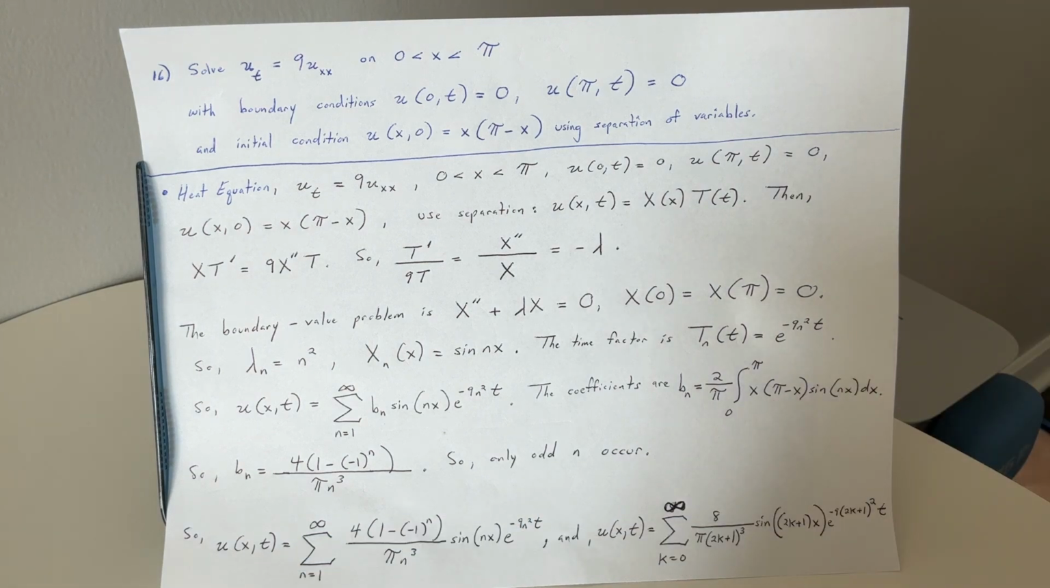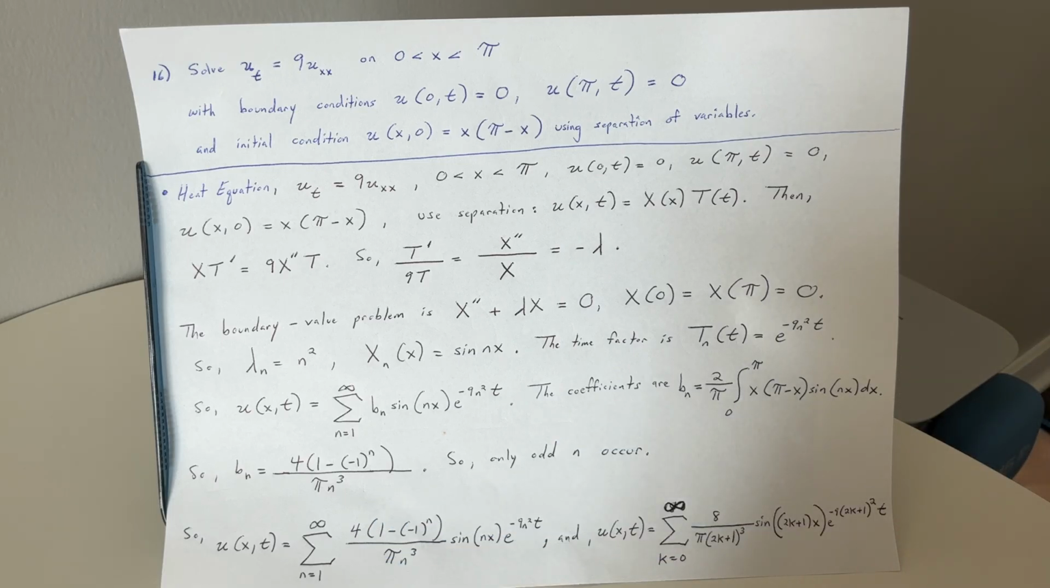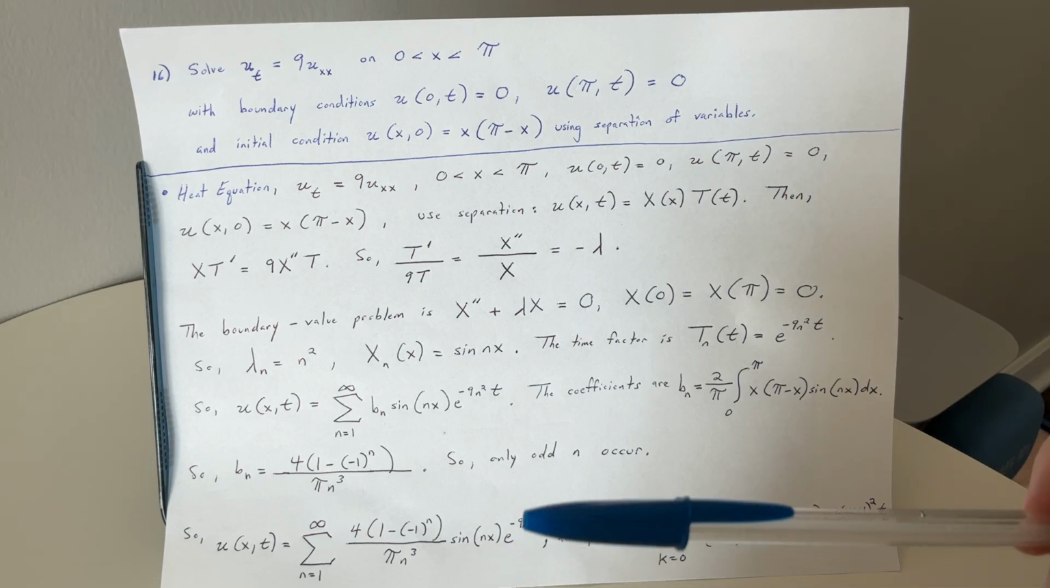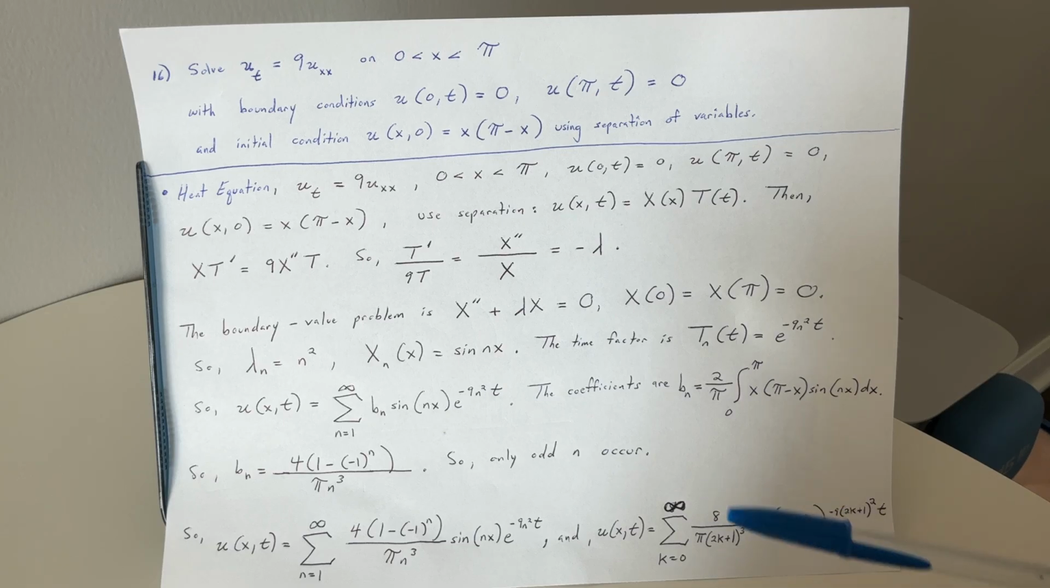So u of x comma t equals the sum here, n equals 1 to infinity of 4 times the quantity 1 minus negative 1 to the n over pi n cubed, sine of nx, e to the negative 9 n squared t. And u of x comma t equals the sum here from k equals 0 to infinity of 8 over pi times (2k plus 1) cubed, sine of (2k plus 1) x, times e to the negative 9 times (2k plus 1) squared times t. Okay, so that is number 16.